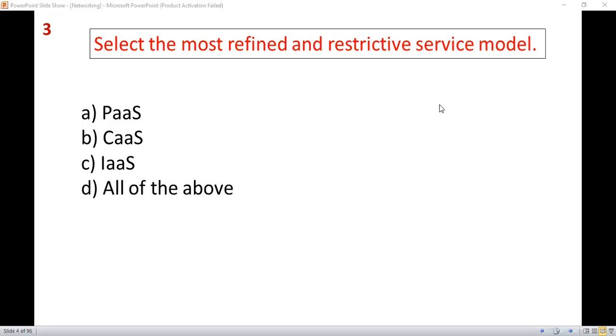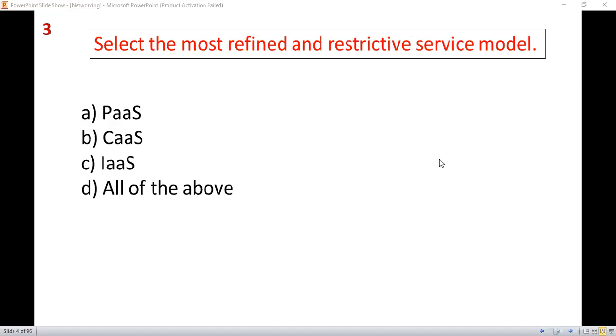And when we are talking about CaaS, do you have any idea about CaaS? Yes, Jyotika, do you want to ask anything? Okay.